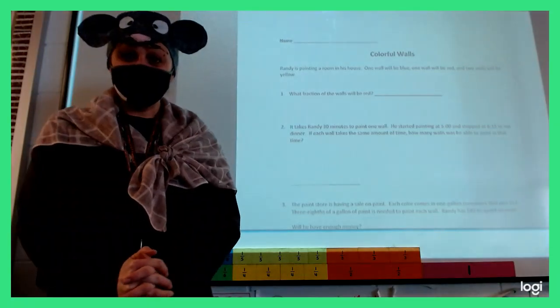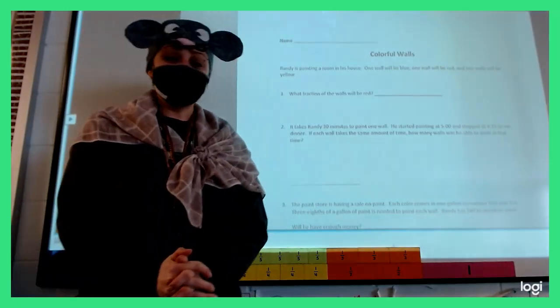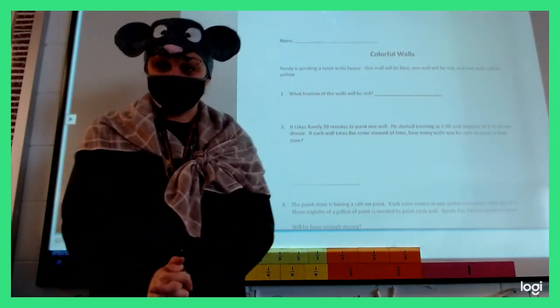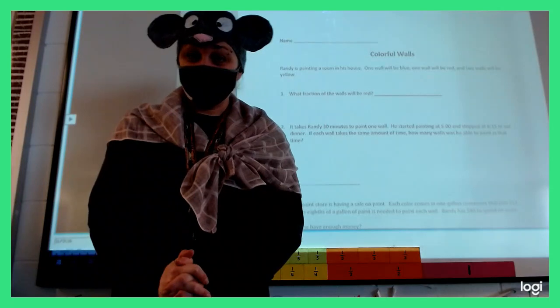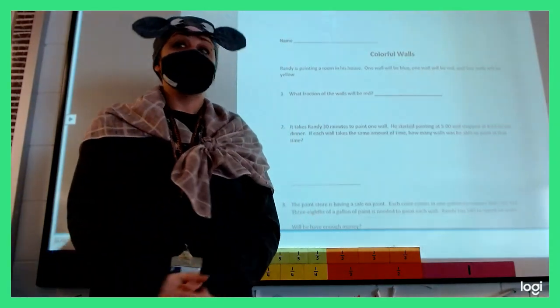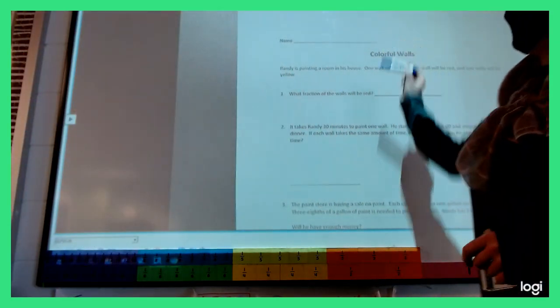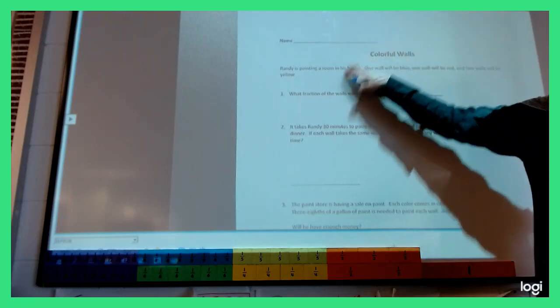So today we are practicing something that you might see something similar to on iLearn. We like to practice this so you're not overwhelmed when you see it on the test. It won't be for a grade, but you do have to complete it and turn it in for participation points. So, pencils ready? Everybody ready to go? All right, name should be at the top. And this is all called colorful walls.